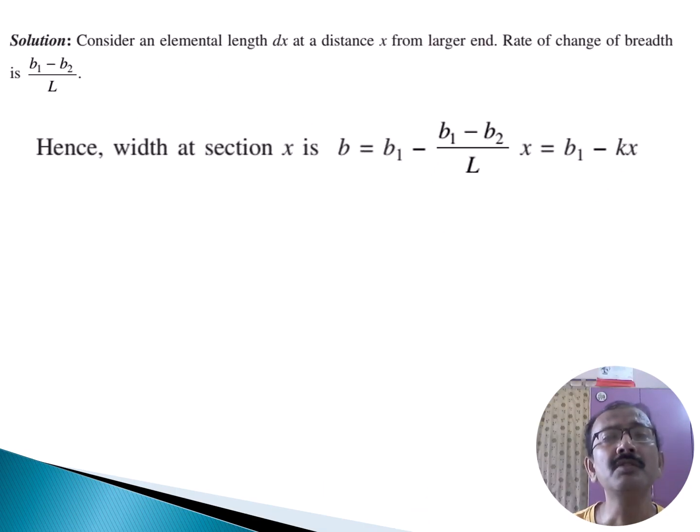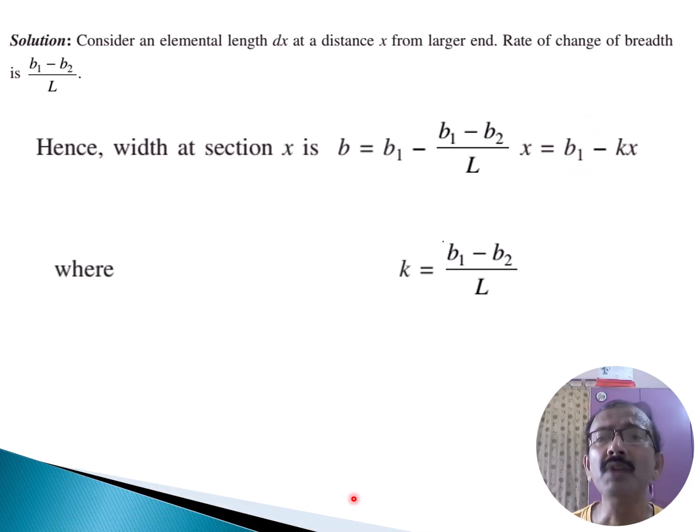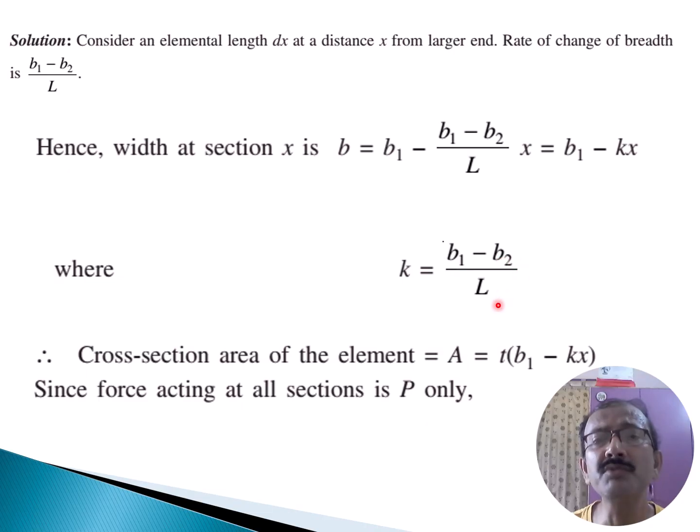Now the steps of the solution. Consider an elemental length dx at a distance x from the larger end. The rate of change of breadth is (b1 minus b2) by L. So the width at section x is b equals b1 minus (b1 minus b2) by L into x, that is b1 minus kx, where k equals (b1 minus b2) by L. Now the cross-sectional area of the element is A equals thickness into width. The force acting at all sections is P only.